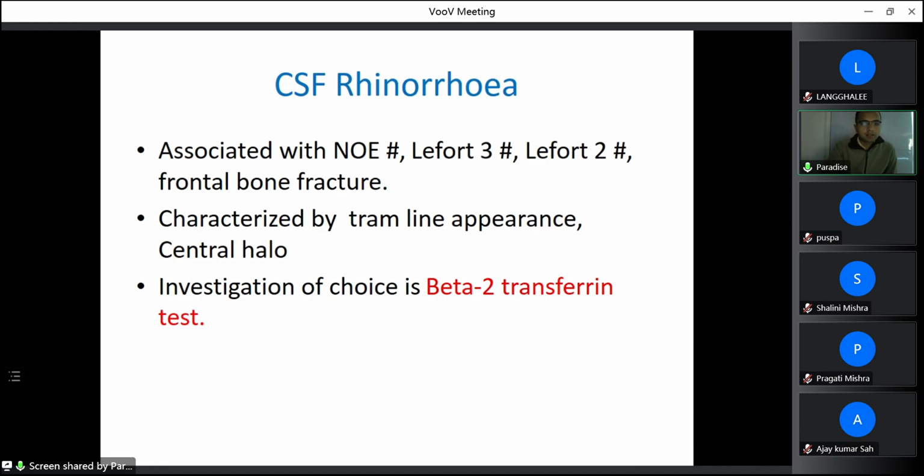So whenever you suspect a CSF rhinorrhea, you have to do the beta-2 transferrin test. Beta-2 transferrin test is a confirmatory test for CSF rhinorrhea. So the beta-2 transferrin test has also been asked. What is the confirmatory test for CSF rhinorrhea or CSF leakage? It is the beta-2 transferrin test. You must remember this.